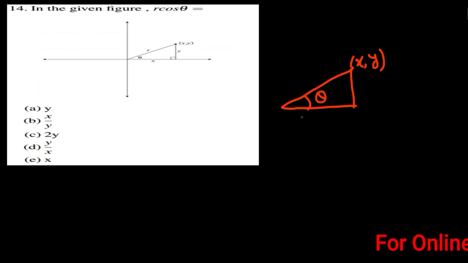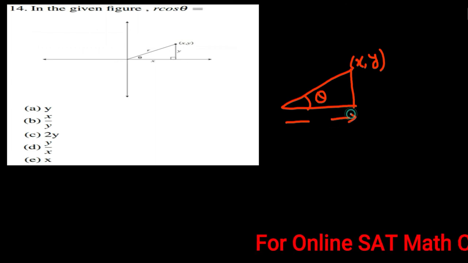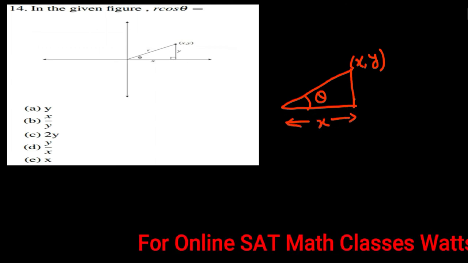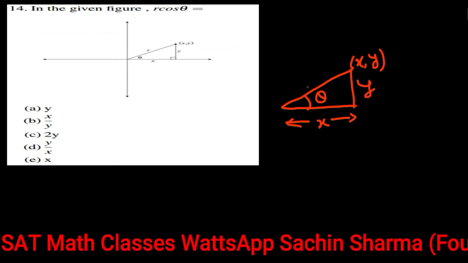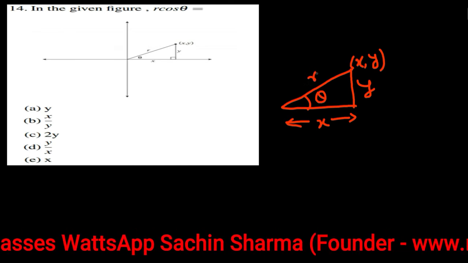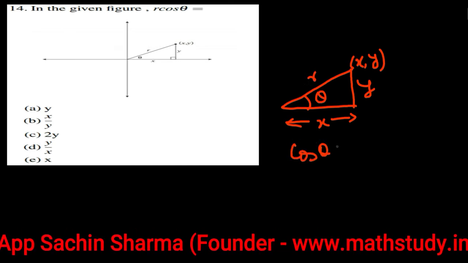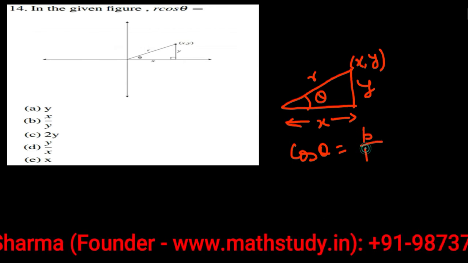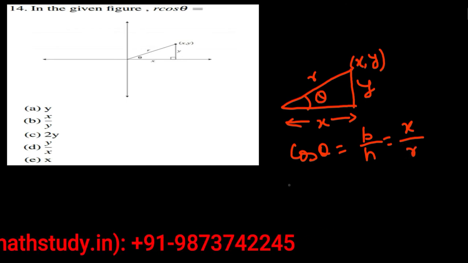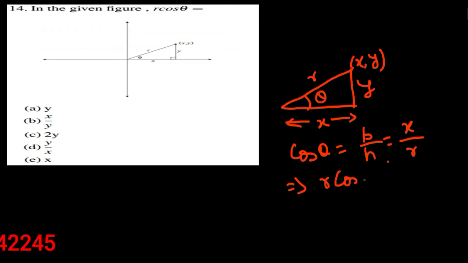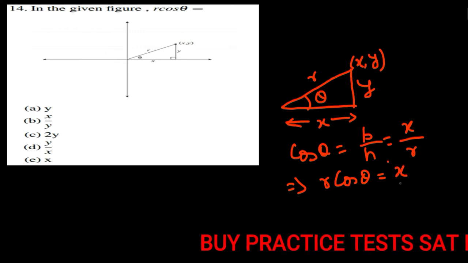Here x is nothing but the base, this is x, and the height of this is y, this is y. And here the hypotenuse is given as r. So we know that cos theta is equal to base upon hypotenuse. Here the base is x and the hypotenuse is r, right? So if we take r to the LHS, r cos theta will be equal to x here. R cos theta is equal to x.